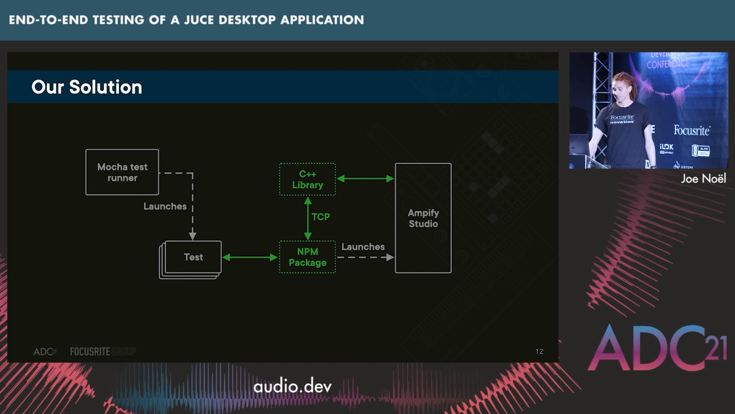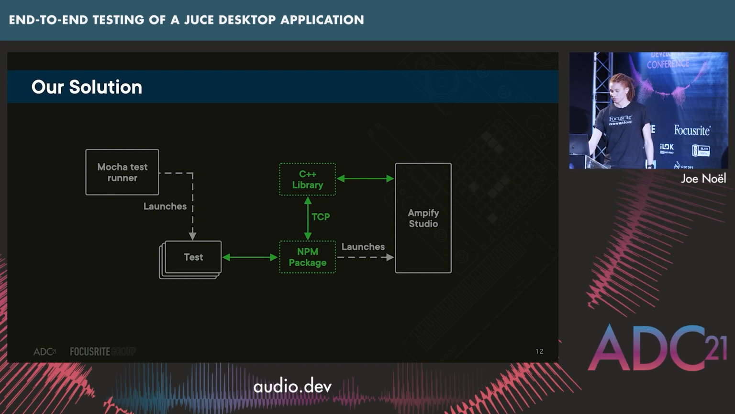So they do that using this NPM package. This is the new bit that we've worked on. And that's what the tests use to communicate with the app. So that NPM package opens up and starts listening on a port. And then it launches the application and passes that port to the app. And then the app connects back to it, and then we've got this connection between the two. And we can start sending commands and receiving responses and receiving events and that type of thing.